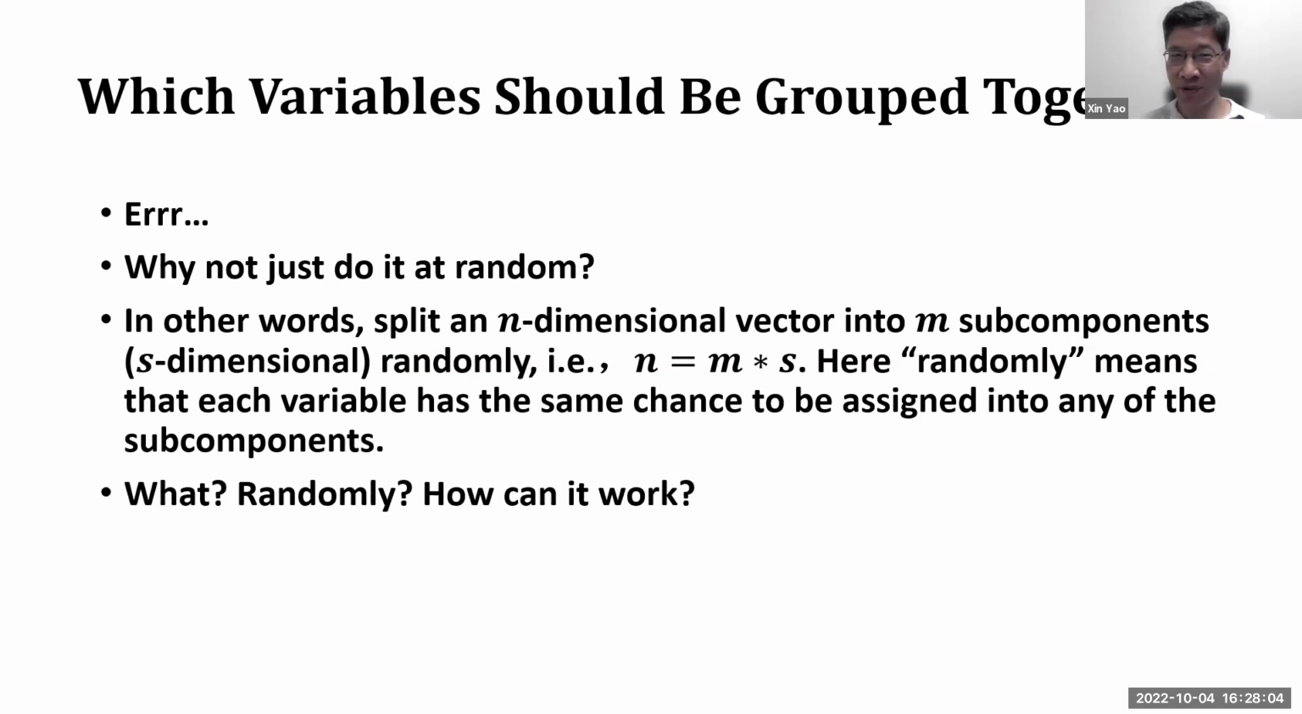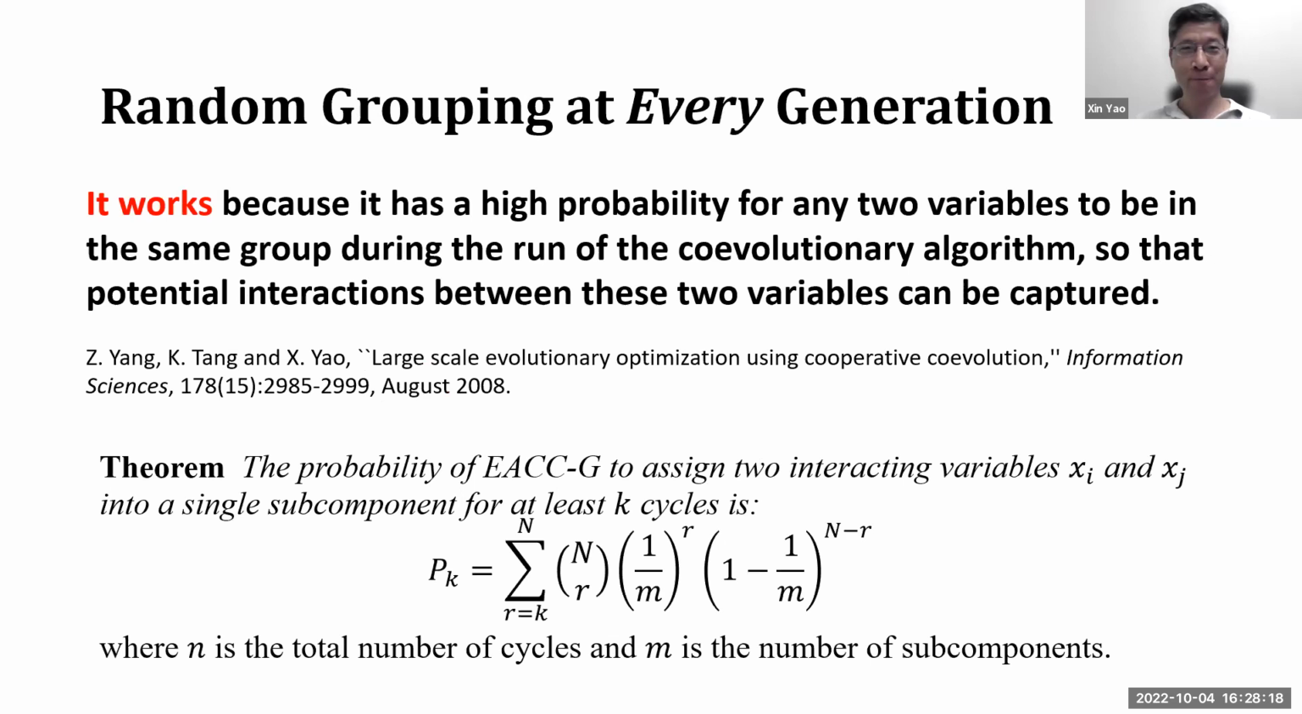So you probably wonder, say, what? How can you just do things at random? If you do it at random, how can it work? Let me tell you the conclusion first. Random grouping of variables, if we carry it out at every generation of an evolutionary algorithm, it does work.